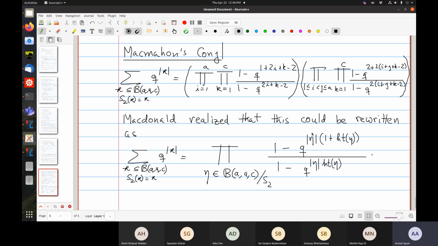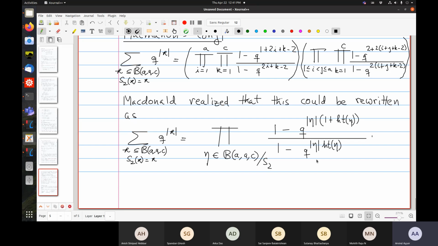And then what do you get? The size of the orbit is now 2, so mod eta is 2. So I have 2 times 1 plus i plus j plus k minus 2. So this, if you like, will go inside and then you get 1 plus i. And here this will be mod 2 times 1 plus i plus j. Okay, so this fits beautifully.